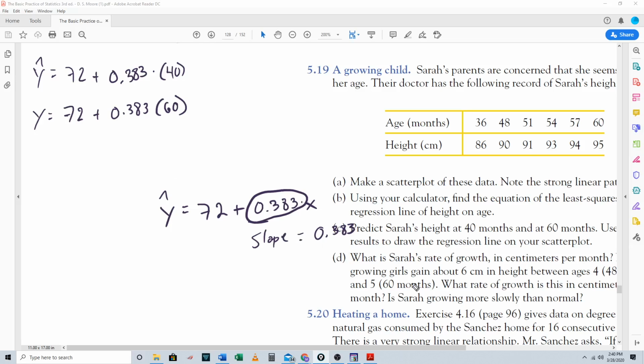It says growing girls gain about 6 centimeters in height between 4 and 5, that's not half a centimeter. Hers is a little less. So yes, she is growing a little more slowly than normal. And it's okay to be short, parents. It's not a big deal.